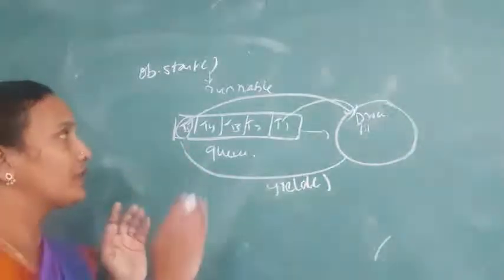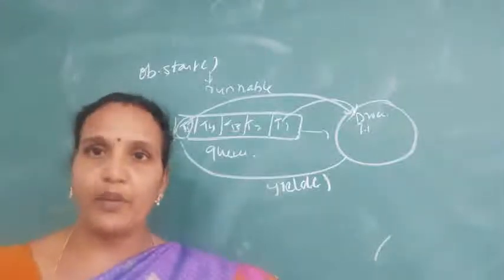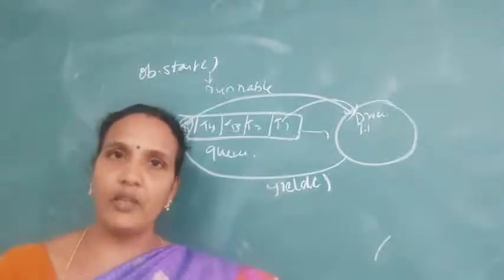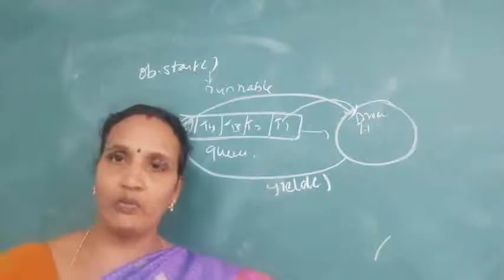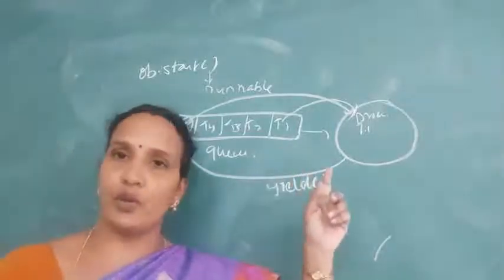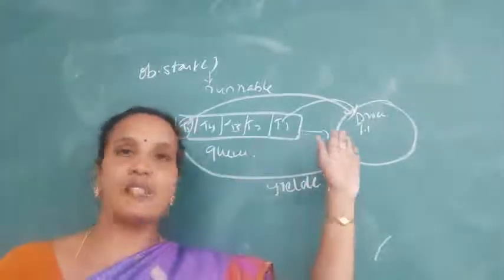Understood? So this is a process when the thread is executing. It is in a running state. And when one thread is executing, another thread which has more priority enters the queue. Then what happens? Whichever thread is in the processor is moved back to the queue, and the new thread will start its execution.